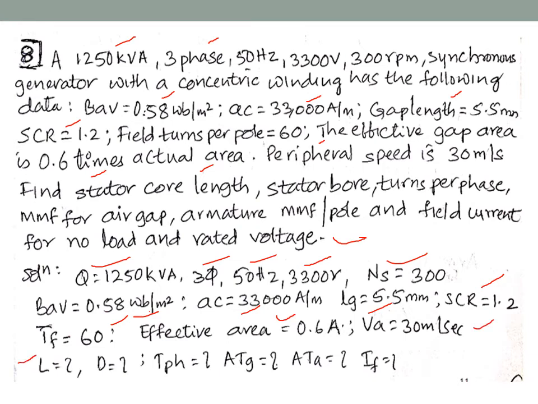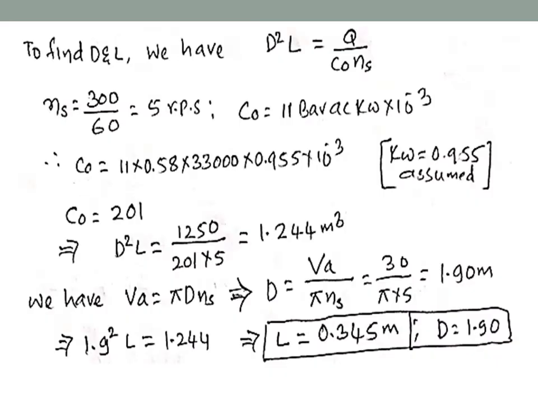L we have to find out, D we have to find out, TPH we have to find out. Okay, that is field turns per pole. ATG we have to find out, ATA we have to find out, IF we have to find out. So to find out D and L we have to use this equation.